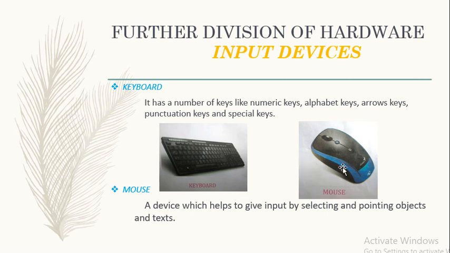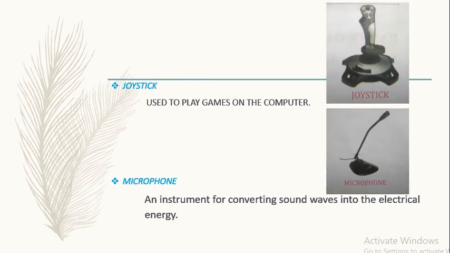Now the next one is mouse. Mouse is a pointing device. It is a pointing device which is used to give input by selecting and pointing at an object or text. So in this way, mouse is also used as an input device. Now the next one is joystick. It is mainly used by people, students or children to play games on the computer.